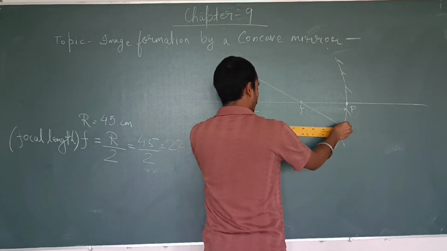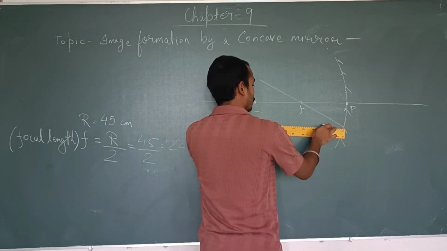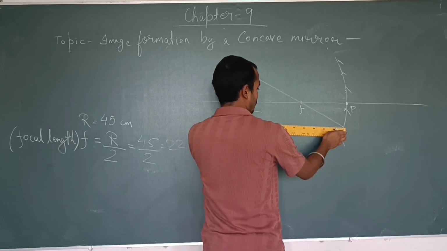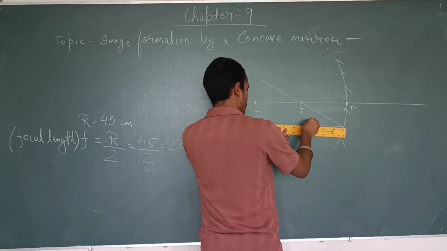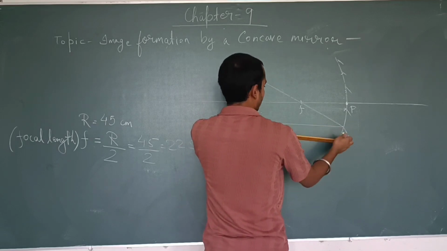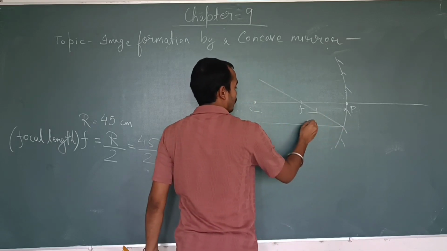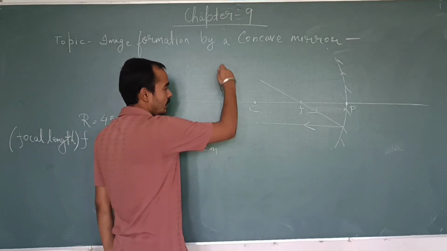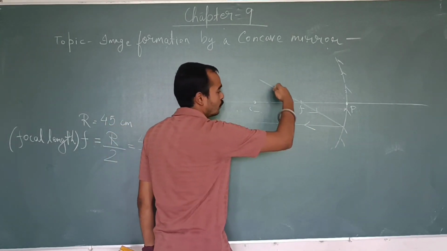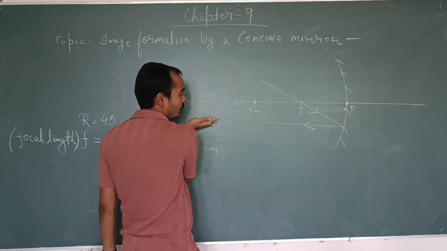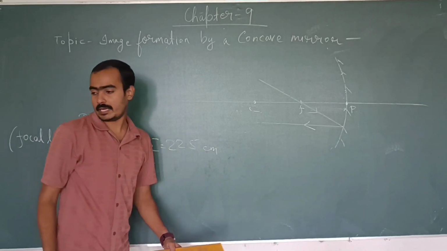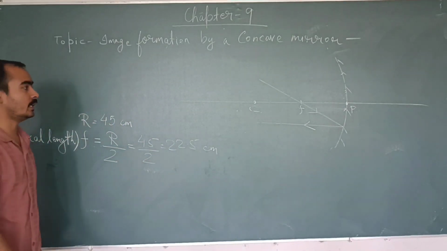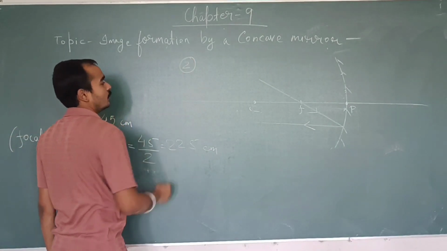Then it will go parallel to the principal axis. Okay, if the line is going through focus, if the ray of light will go through the focus, then after reflection it will go parallel to the principal axis. This was the second rule.